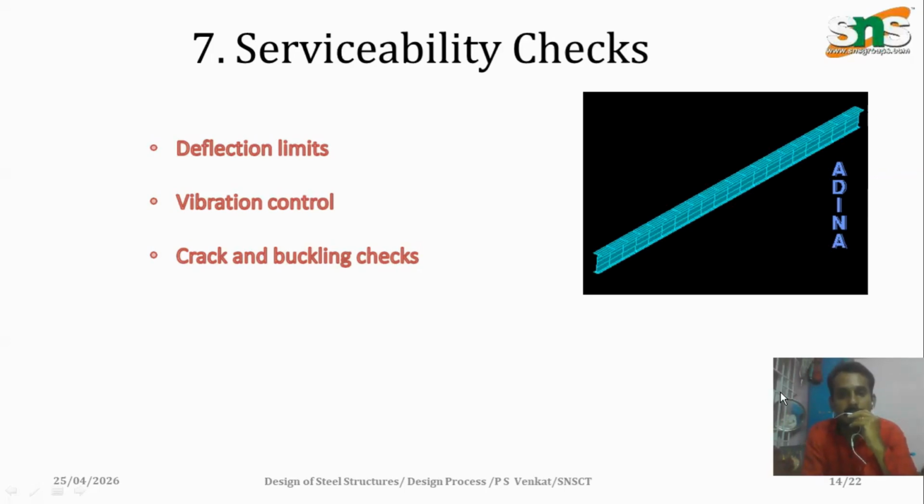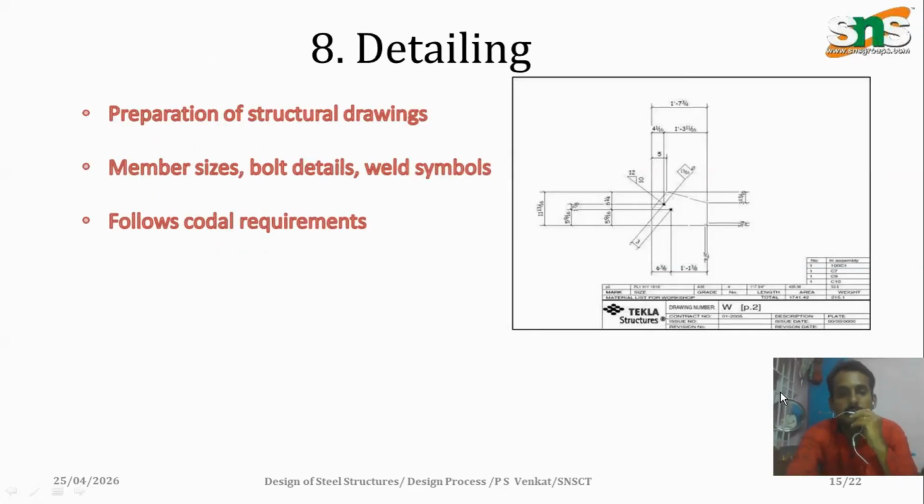Next step is serviceability checks. Here we check for deflection, vibration, and usability. Even if a structure is safe, excessive deflection can make it uncomfortable or unstable. Next process is detailing. Detailing means preparing drawings with exact dimensions and specifications. This is what contractors use during construction.